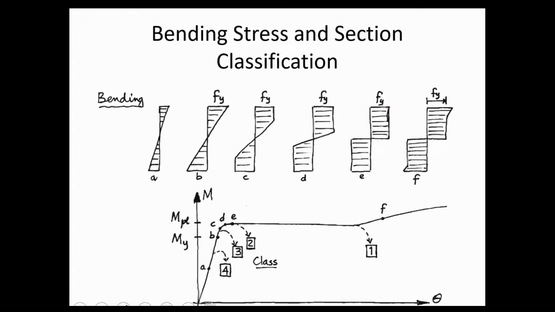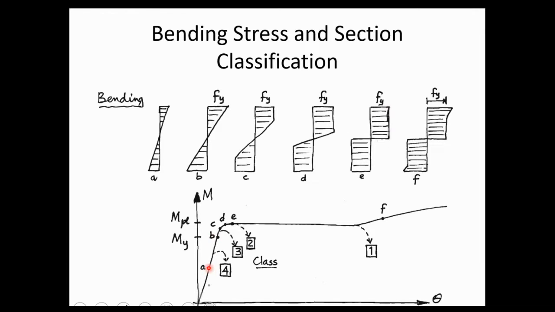And then just looking at what the stress distribution is. So if I'm over here on, say, E, full plasticity, that means every fiber is loaded up to its limit. In other words, every fiber is at its yield strength, right the way from the neutral axis up to the top.